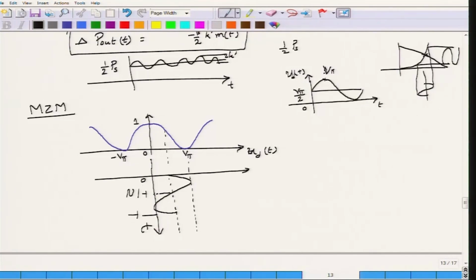Okay. So, this is about T by 2. This is ud of t, of course. At time t equal to 0, the value of ud of t is equal to V pi by 2. What would be the corresponding output? The output value at V pi by 2, in this case, would be half, we have just seen that one, right. So, this would be half.